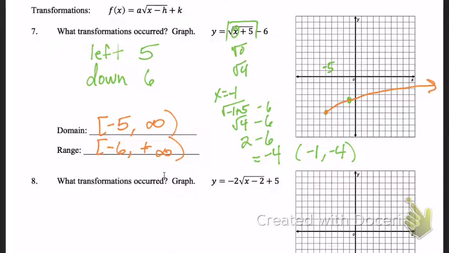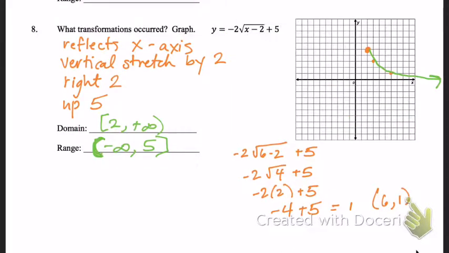Okay, try number 8. The vertical stretch is not going to make a difference when you're plugging in a point. Basically, for your second point, you're just going to want to think, what x value is going to make this a nice number? Okay, so for this one, we have a negative, so it reflects the x-axis. Vertical stretch by 2. Right 2, up 5. So my first step is starting at 0, 0. I go right 2, up 5. That becomes my vertex, or my starting point.